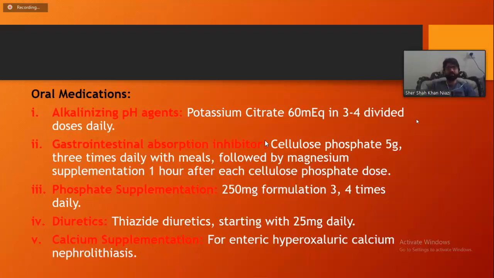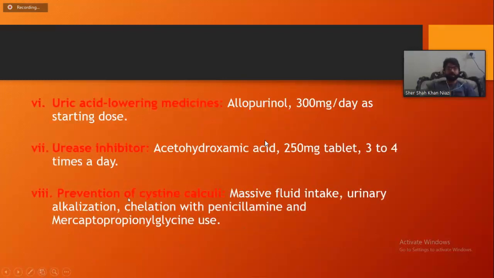Uric acid lowering medicine includes allopurinol, 300 milligrams per day as a starting dose, and we have the urease inhibitor acetohydroxamic acid, a 250 milligram tablet 3 to 4 times a day. And for prevention of cystine calculi, we have to do massive fluid intake, urinary alkalinization, and chelation with penicillamine and mercaptopropionylglycine.